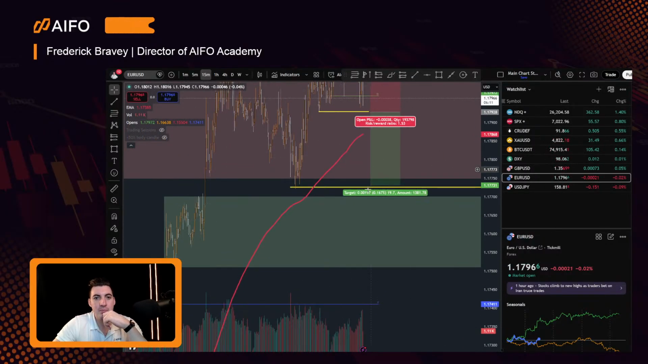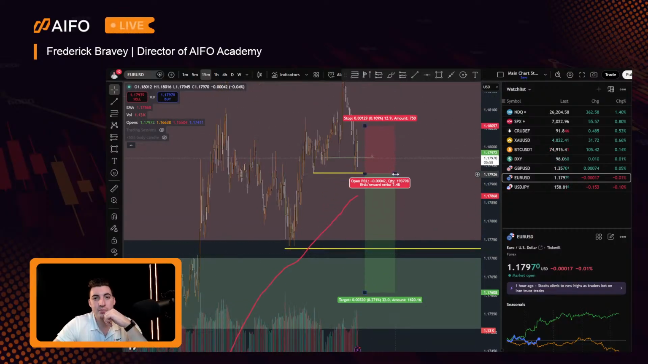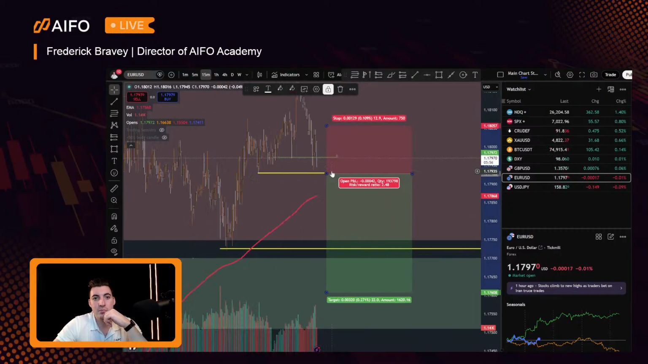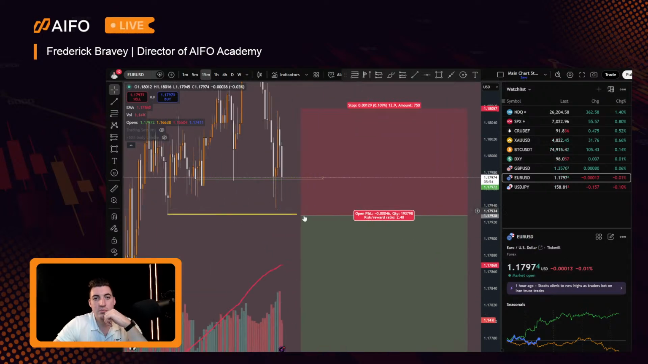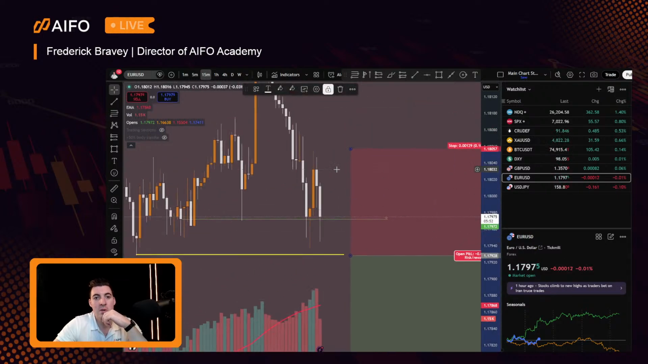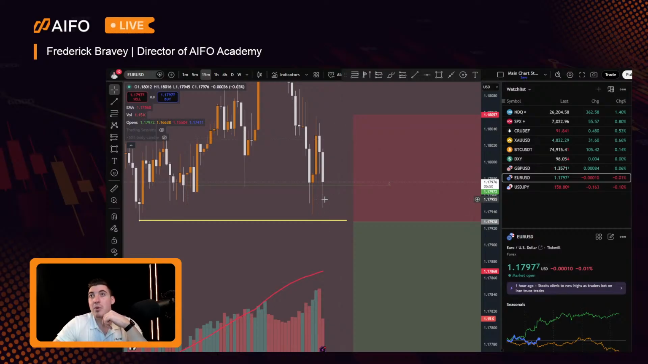And if this support doesn't hold out, then the price is likely going to continue downward to maybe around about here. But there's no full body break, so I wouldn't enter. I wouldn't do that short. Not yet.